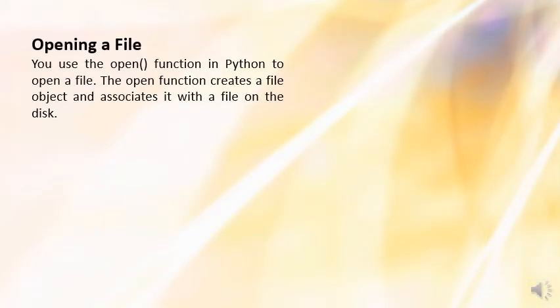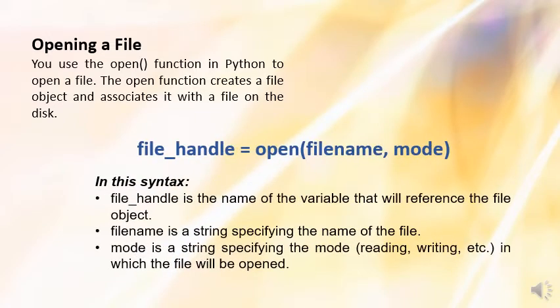You use the open function in Python to open a file. The open function creates a file object and associates it with a file on the disk. In this general format, file handle is the name of the variable that will reference the file object. File name is a string specifying the name of the file. Mode is a string specifying the mode in which the file will be opened.